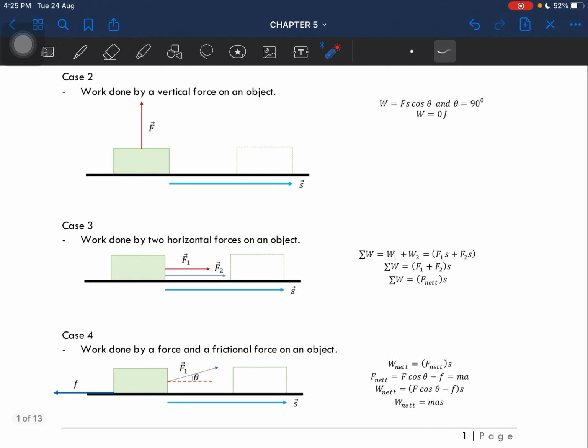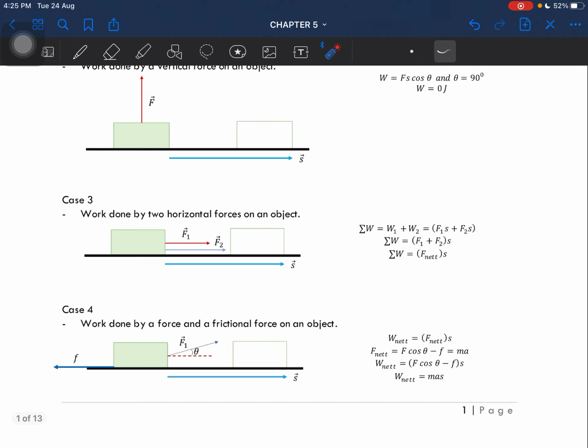And then the third case is when there's 2 horizontal forces acting on an object, then the work done is just the addition of both work done by force 1 and by force 2. As long as it is parallel to the displacement here, then there is a presence of work done.